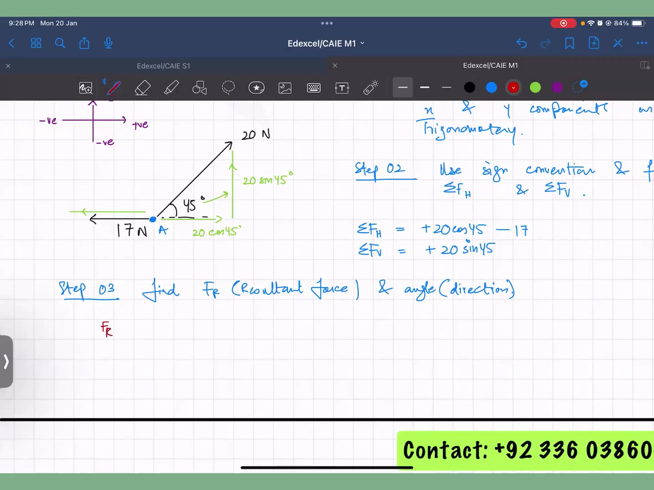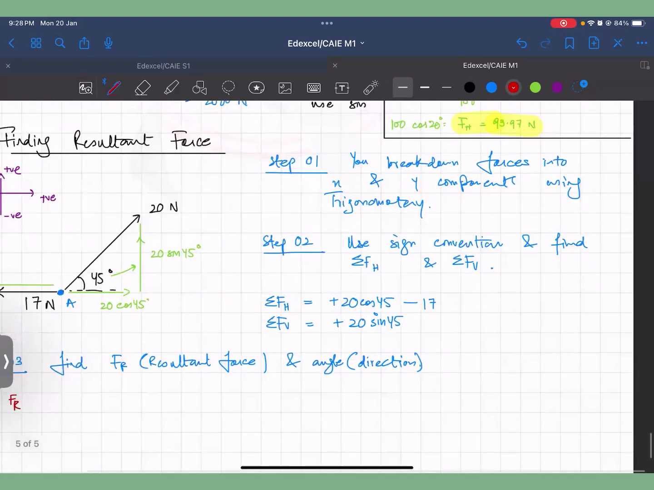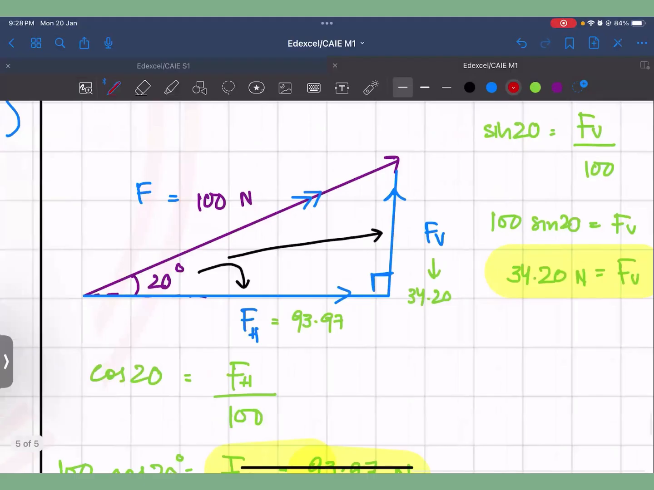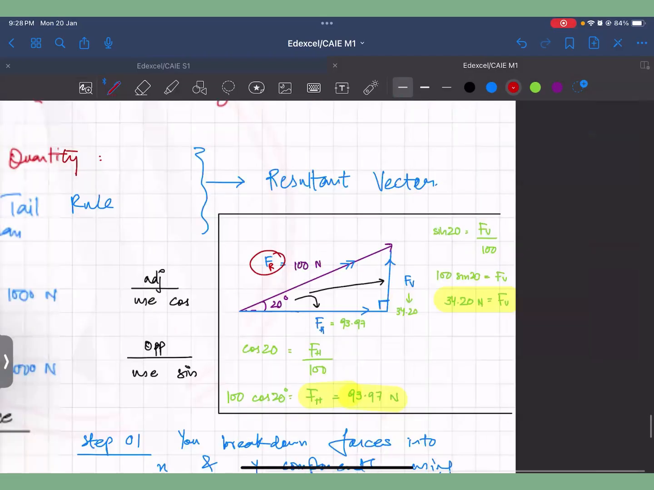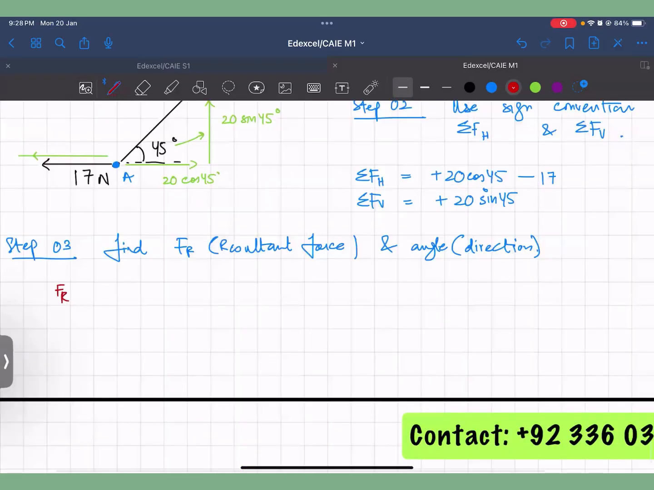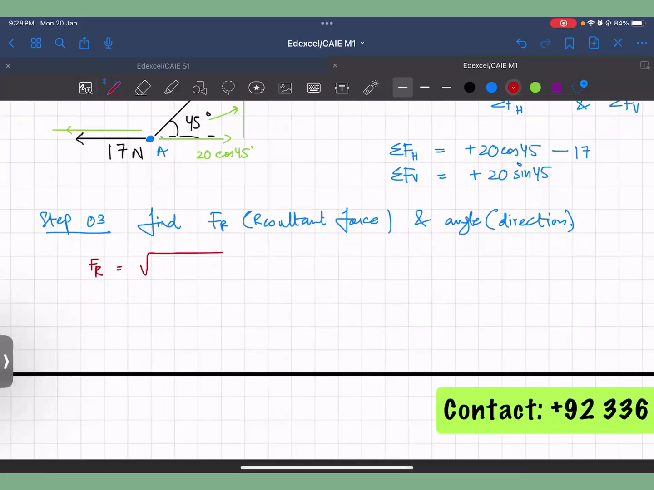For the resultant force, you have the same formula, the Pythagoras theorem, which you applied over here. When you did the Pythagoras theorem for the horizontal and the vertical, you found this FR. It's the same right angle triangle that you're forming. So FR would be simply the square root of the summation of horizontal components squared plus the summation of vertical components squared. Use your calculator.